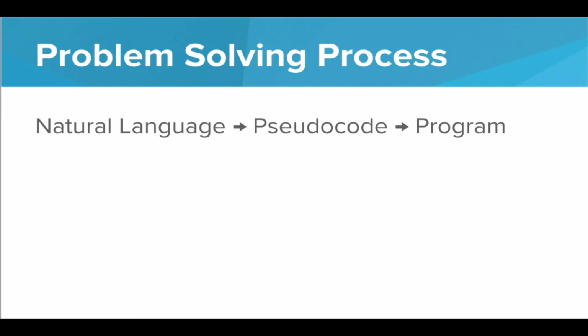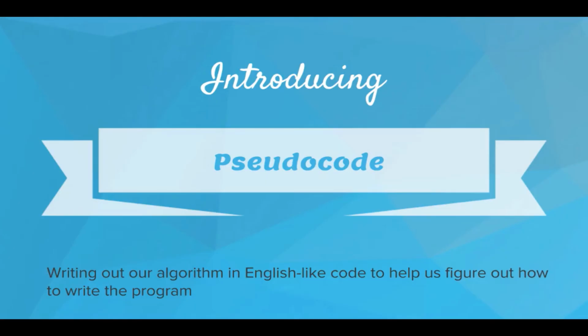Now, what is pseudocode? This is a new word. So, introducing pseudocode. Pseudocode is writing out our algorithm in English-like code to help us figure out how to write the program.